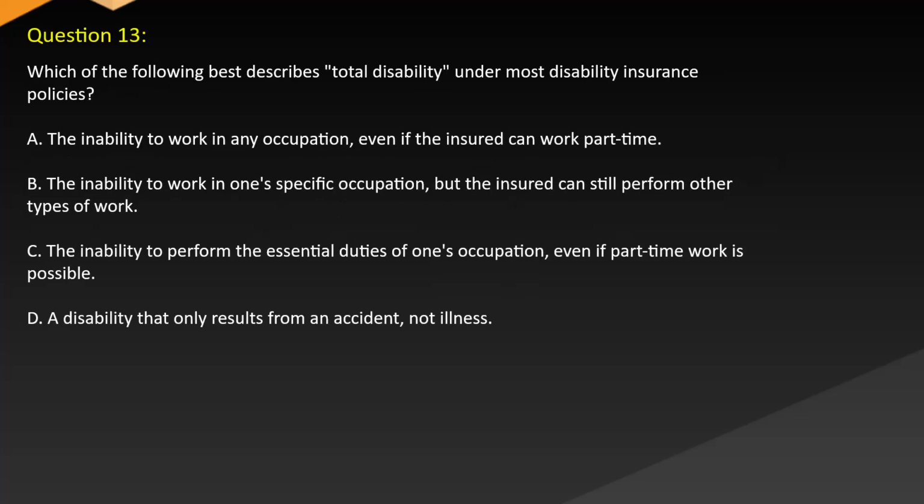Question 13. Which of the following best describes total disability under most disability insurance policies? A. The inability to work in any occupation even if the insured can work part-time. B. The inability to work in one specific occupation, but the insured can still perform other types of work. C. The inability to perform the essential duties of one's occupation even if part-time work is possible. D. A disability that only results from an accident, not illness.